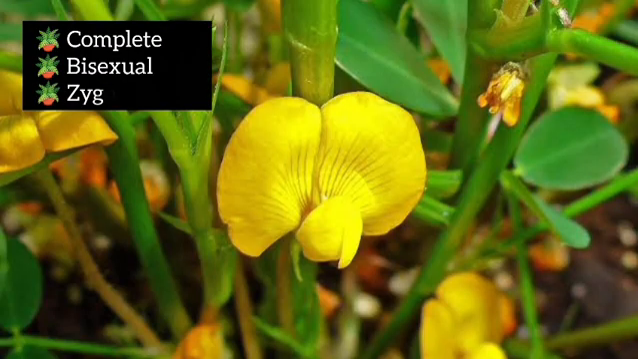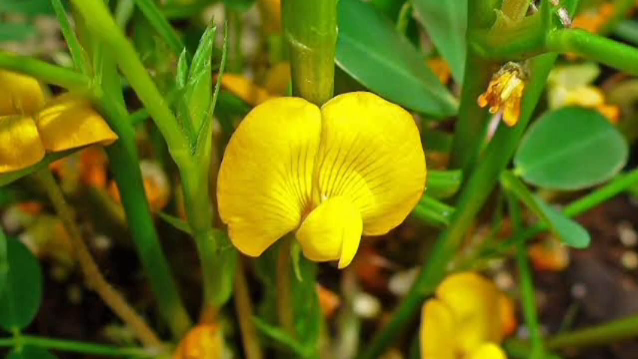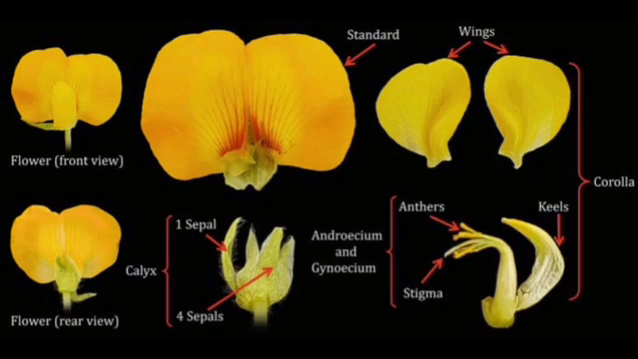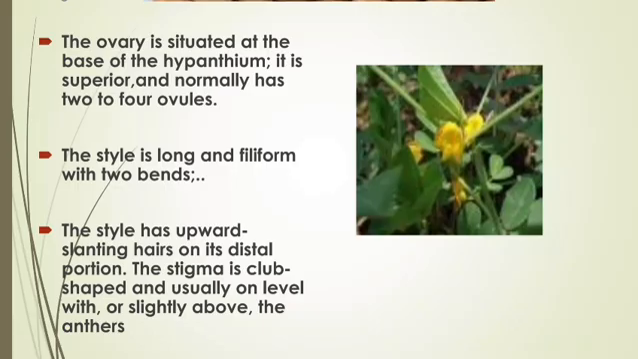Groundnut flowers are complete, bisexual, zygomorphic flowers. Parts of the flower: the corolla contains 5 petals, that is 1 standard petal, 2 wing petals, 2 keel petals. The calyx contains 5 sepals. Stamens are usually 10. This is diadelphous in nature, that means 9 are fused and 1 is free. The gynoecium is monocarpellary, with a superior ovary and unilocular in nature.